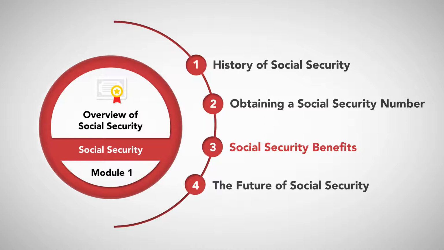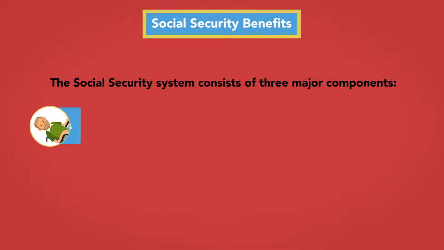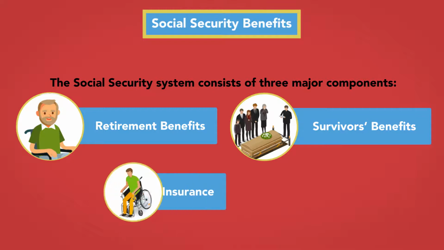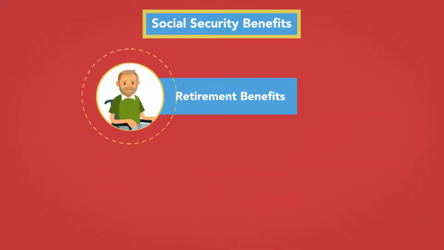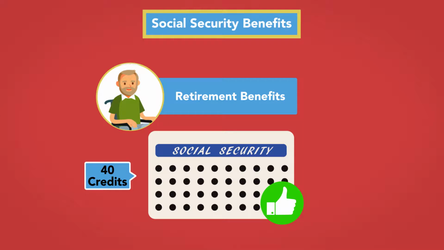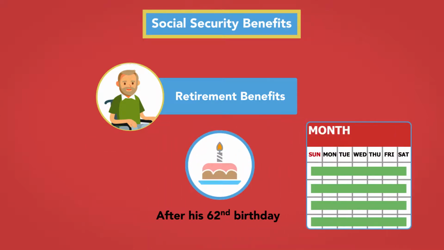Social Security benefits. The Social Security system consists of 3 major components: retirement benefits, survivor's benefits, and disability insurance. The most well-known component is the Retirement Benefits Program. A retiree becomes eligible for Social Security benefits after accumulating 40 credits and can start claiming payments as soon as the first full month after the 62nd birthday.